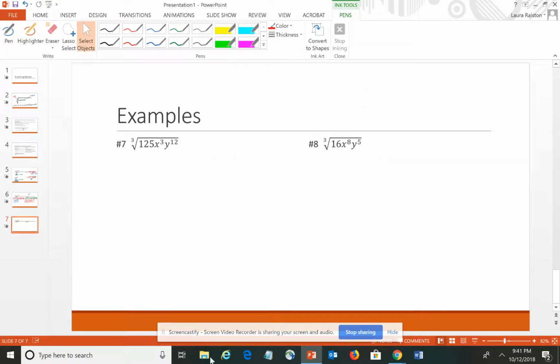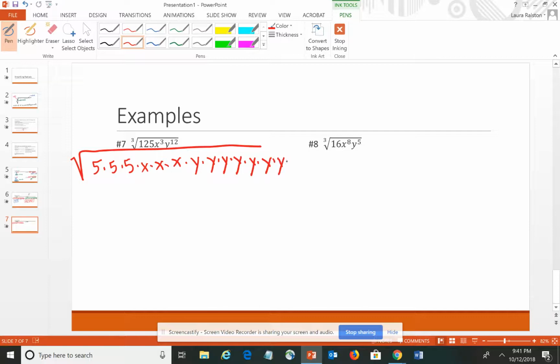Right, a couple more. Let's look at a couple of cube roots. We have the cube root of 125 x cubed y to the 12th. Again, if we think about breaking this down, 125 is 5 times 5 times 5. Then we would have x 3 times and the y 12 times. Okay, I'm trying to squeeze them all in there. Make my little radical symbol long enough. There you go. All right, now we're looking for sets of 3.